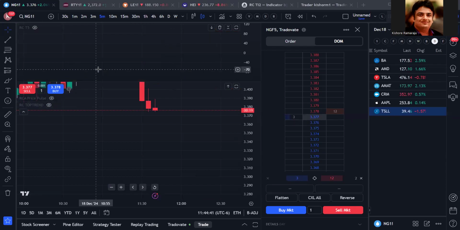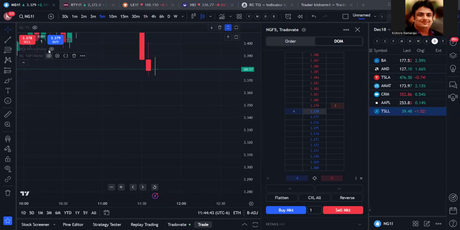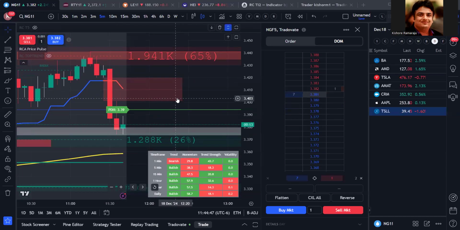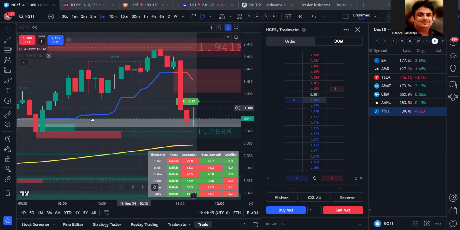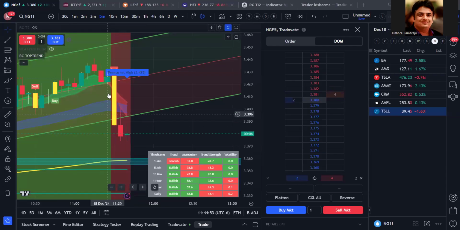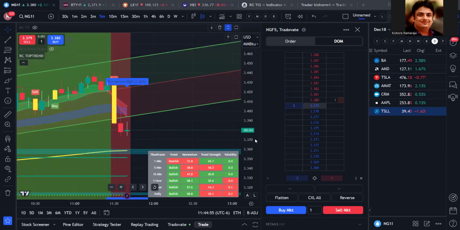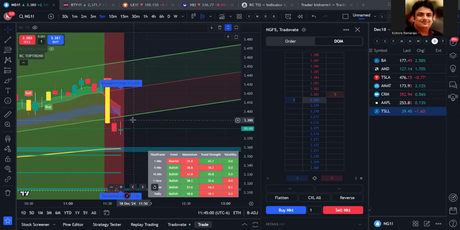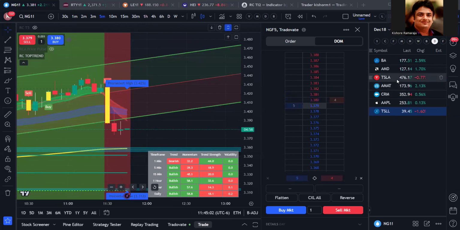You can just use without using T5. You can only use price pulse and make profits. Just use the blue line as a buy, red line as the sell. Or you can just use top trend and you can make profits. Whenever there is a bullish ticker, if you get a buy signal at the bottom, you can make nice profits.